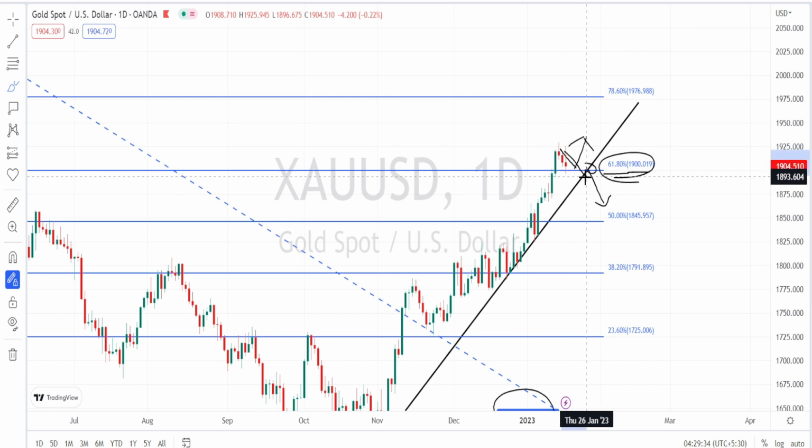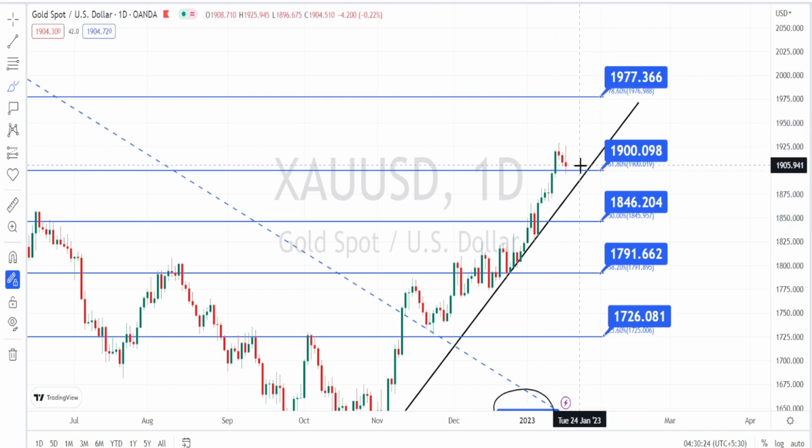For now, the current trend of the price action is still bullish as long as it is trading above this trend line or the support line. Once the price action breaks this bullish trend line, we can expect it to take support at the 50% of the Fibonacci retracement tool. Once it breaks this support level of 1846, the next levels of support are going to be around 1791 and 1726. And if the price action bounces back from this support level of 1900, the next level of resistance is going to be around 1977, which is the 78.60% Fibonacci retracement level.